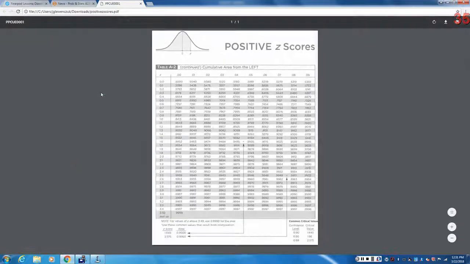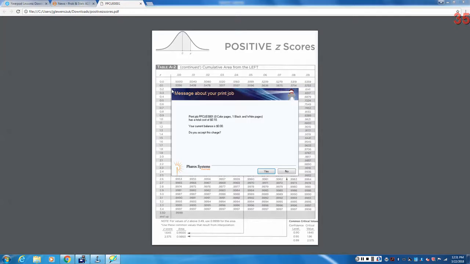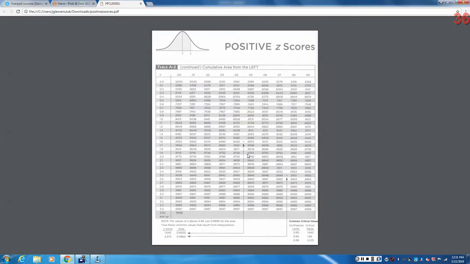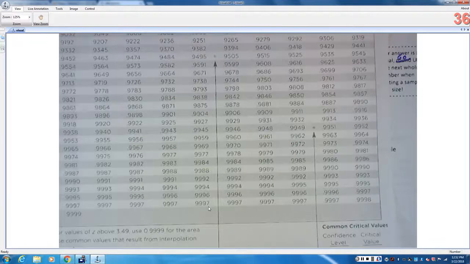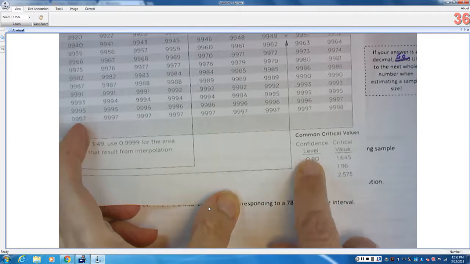Print. So you probably only need the positive one. And I have a picture of this, but that's where it is. I forgot to bring it with me. Common critical values: these are the common confidence levels, and these are the critical values.